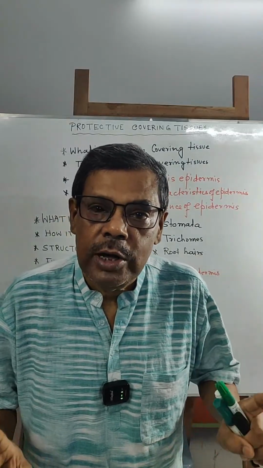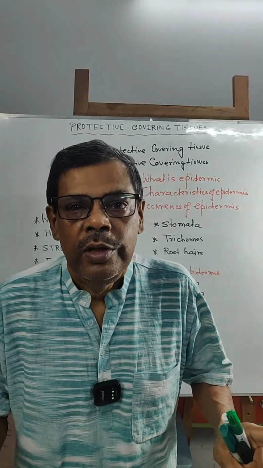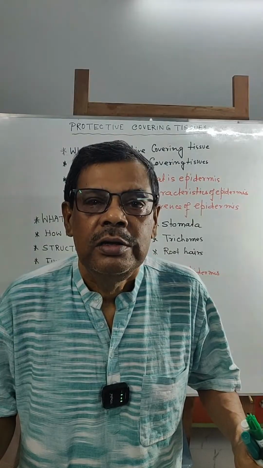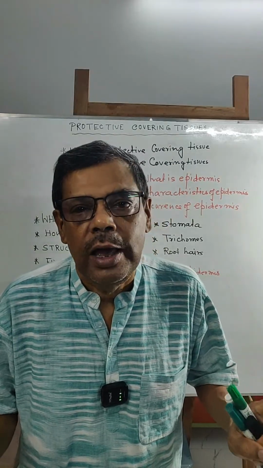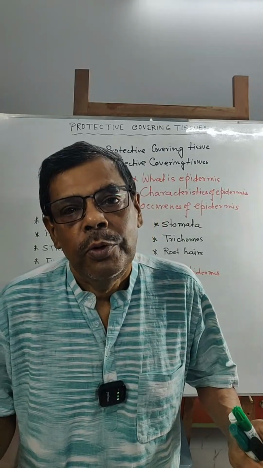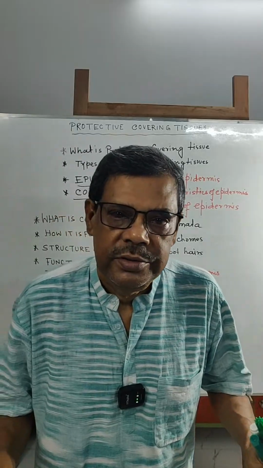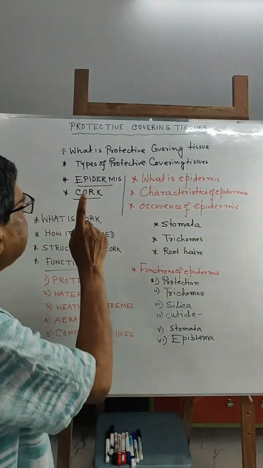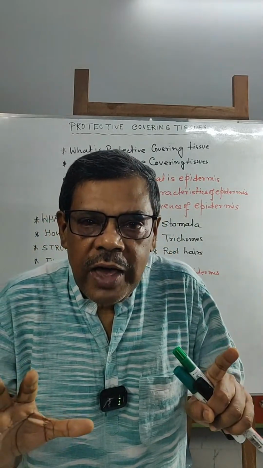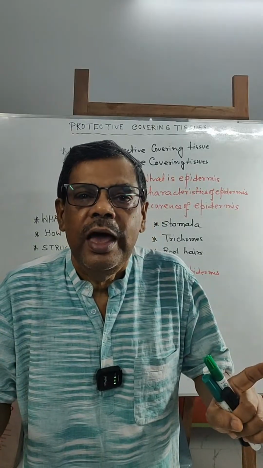This is the outermost layer of the stem, root and leaves. This outermost layer constitutes the protective covering tissue of plants. This protective covering tissue covers the surface area of stem, leaves and roots.